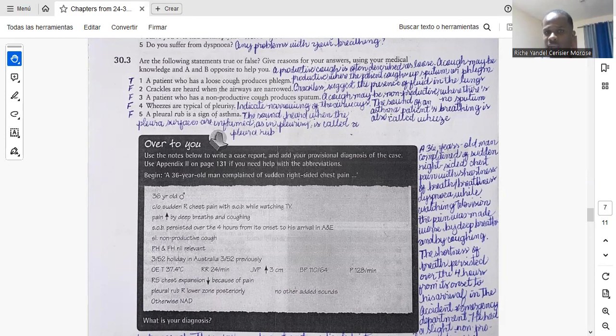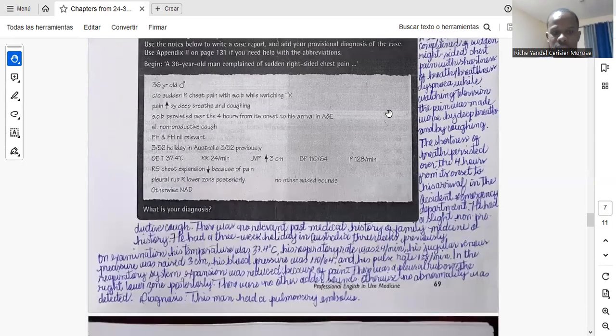A productive cough is often described as loose. A cough may be productive where the patient coughs up sputum or phlegm. Crackles suggest the presence of fluid in the lungs. A cough may be unproductive, and wheeze indicates narrowing of the airways. The sound of an asthma patient breathing is also called wheeze. The sound heard is exactly that.